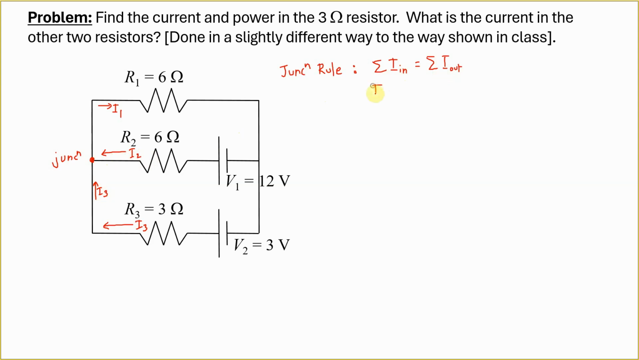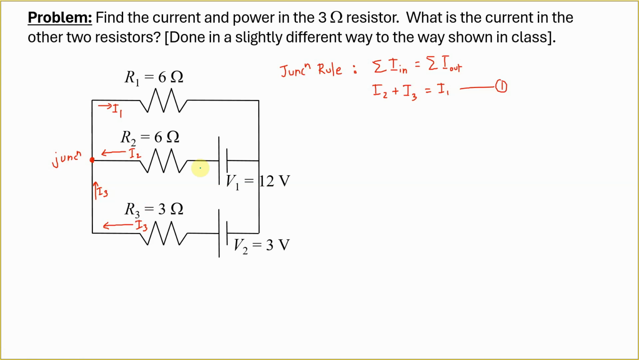So I can write I2 plus I3, and what is the current going out? Well, I1 is going out, so I can write that equal to I1. So that is equation 1. Okay, so from the junction rule, I'm getting one of my equations straight away.